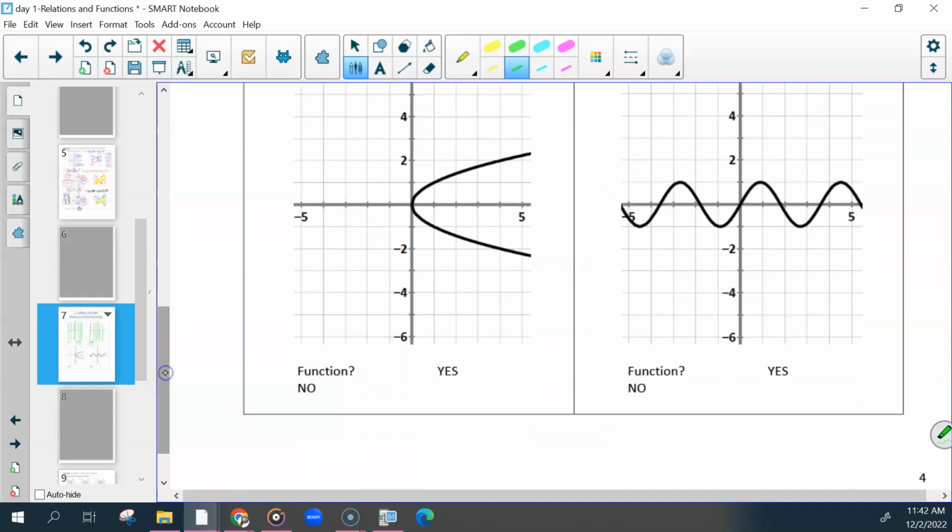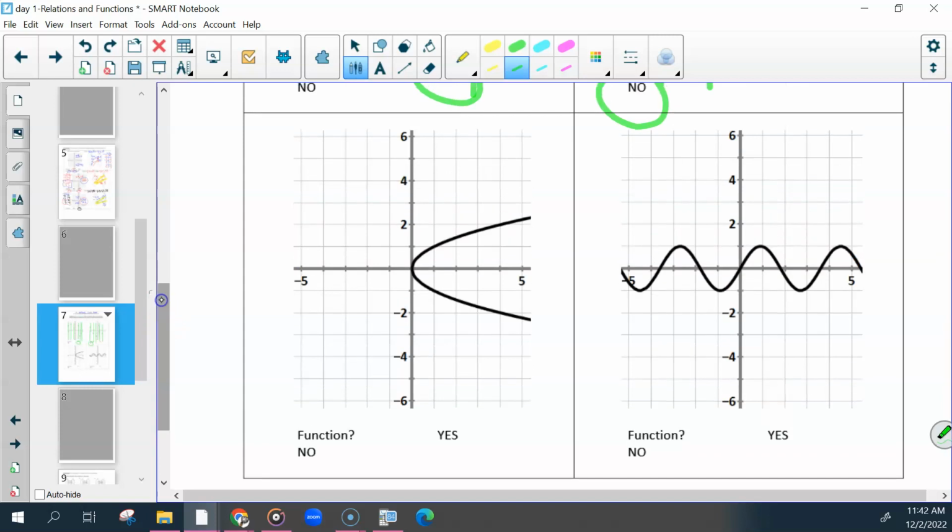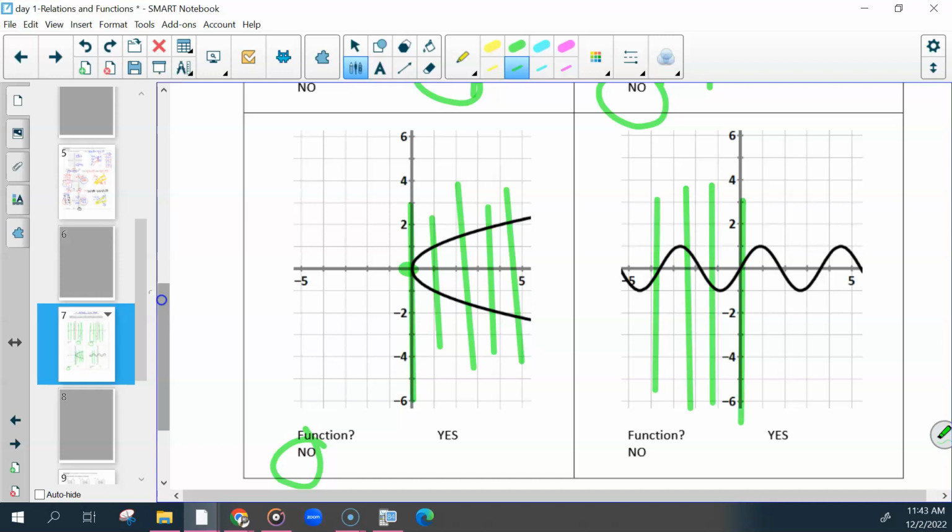So then for this one, would this be a function? No. Because everywhere except right here, where it only has one point, it has multiple points. What about this last one? Is this one a function? Yes. No matter where I draw my lines, none of them touch more than one place. Questions on how the vertical line test works?